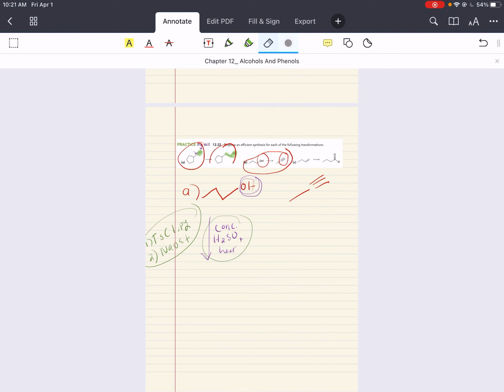I drew this incorrectly. Let me draw this better, to a double bond like this. So sorry, because we have 3 carbons. This is our leaving group. We formed the double bond here.